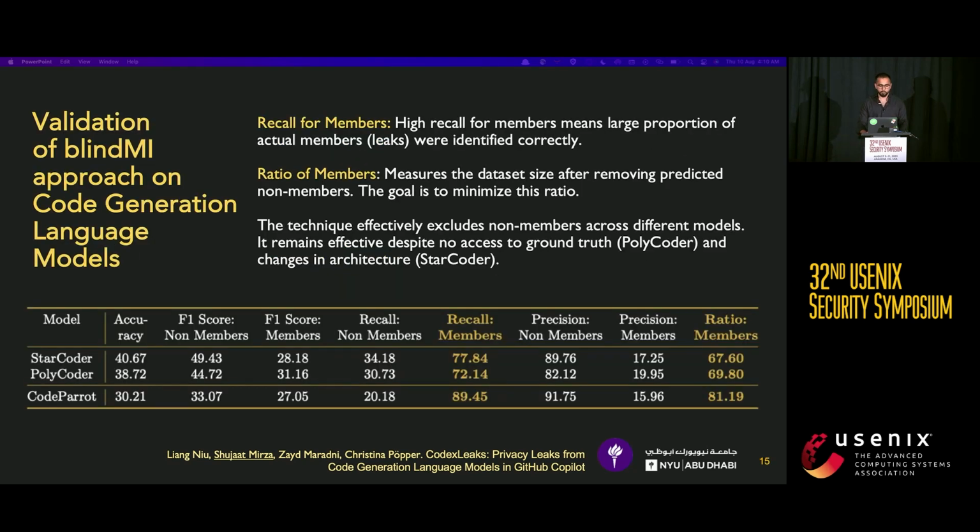We evaluate our approach on a variety of code generation models ranging from StarCoder, PolyCoder, and CodeParrot, and we optimize for higher recall for members and lower ratio of members that are left in the dataset after the removal of non-members. As we can see across all these models, we are able to filter out roughly 20 to 30% of non-members from the dataset while still retaining a reasonable amount of recall for members.